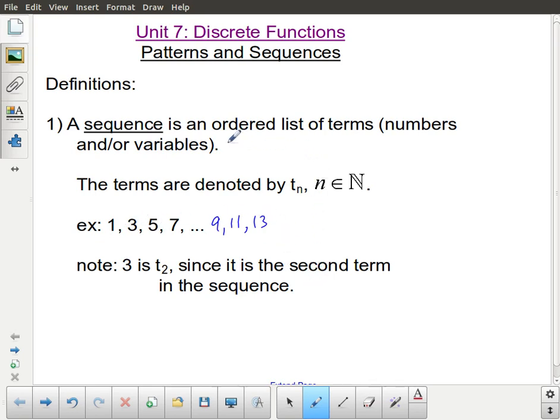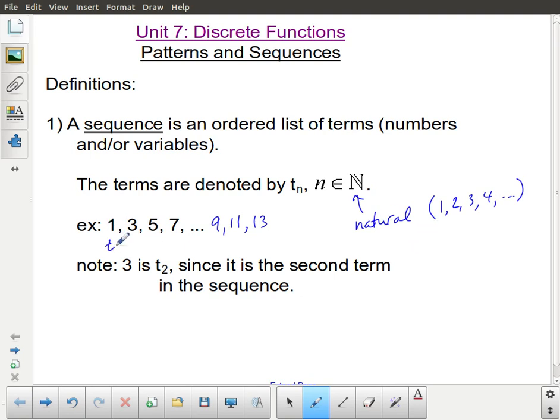So a sequence is an ordered list. Okay, it can be numbers, it can be variables, it can be a combination of the two, and you'll see examples of that as we move forward. We designate or denote each of the terms in the sequence by its term number, where n is a natural number. The natural numbers are the counting numbers. So those are the numbers 1, 2, 3, 4, etc., which in itself you can see is actually a sequence.